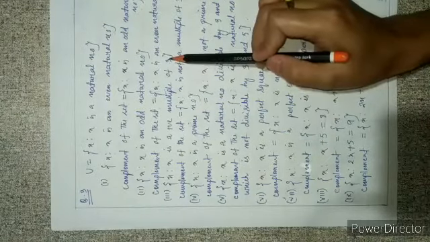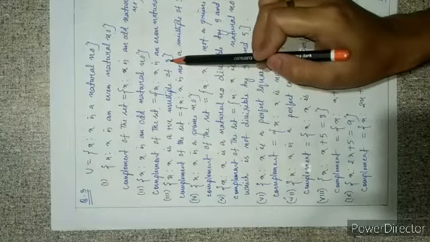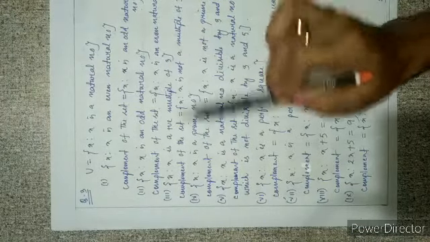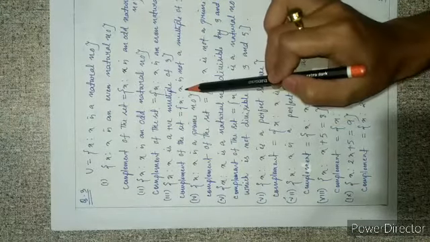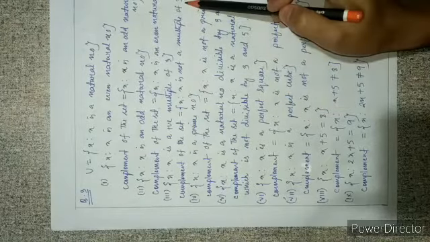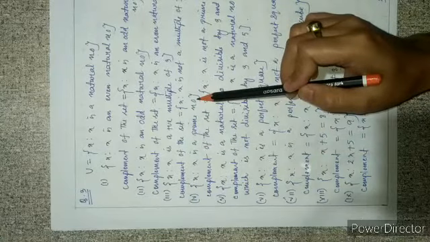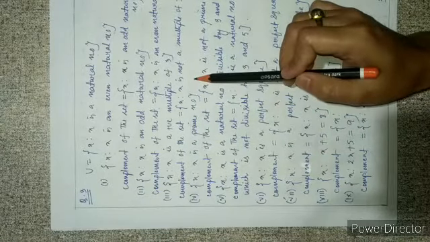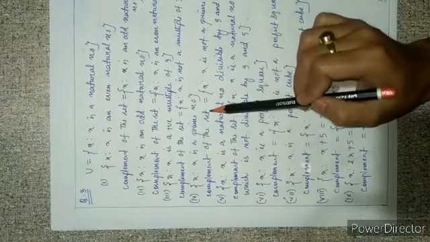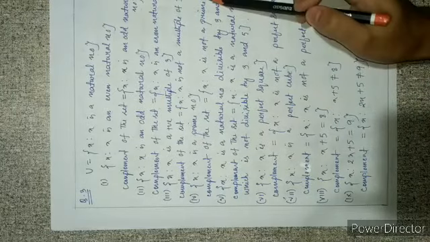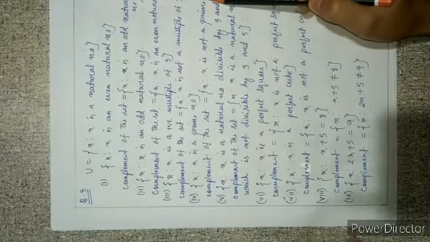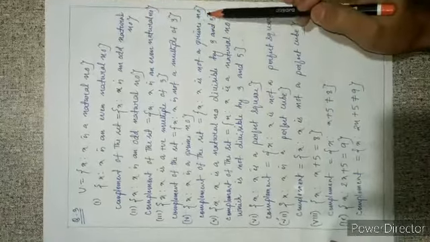Number 3, x is a positive multiple of 3. The complement of the set will be x is not a multiple of 3. Roman number 4, x is a prime number. The complement of the set is x is not a prime number. This is the complement of the given set.